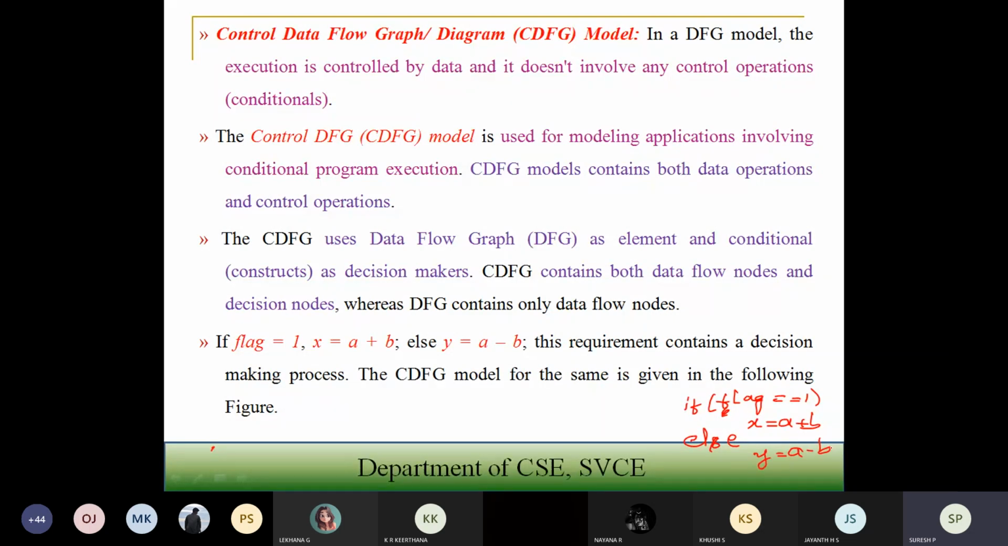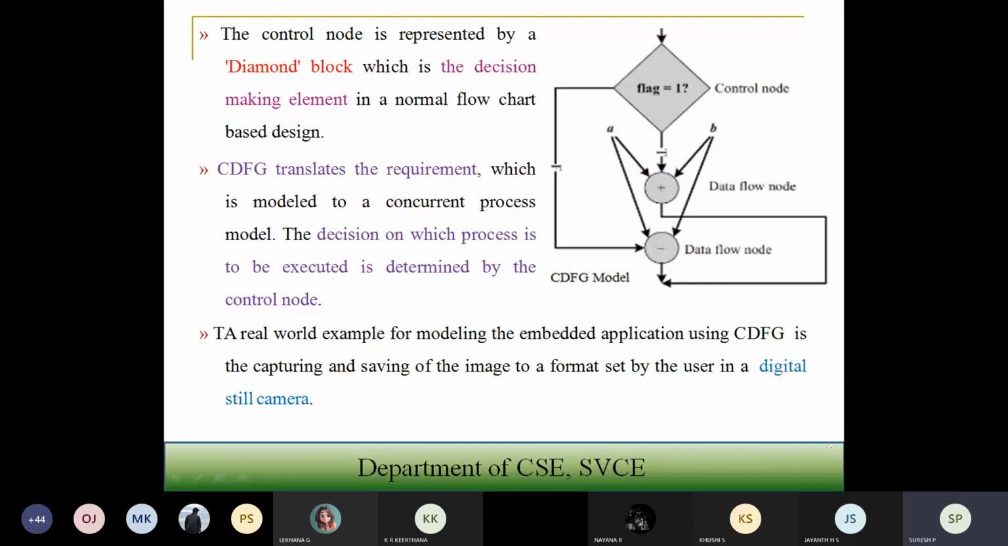Now if you take the control flow graph, the control node is similar to your flow chart. In your flow chart, you use the diamond symbol, and the same symbol is used here. The control node is represented by the diamond block, where it is a decision making element. This is the decision making, because it decides which data node I have to make use of, or which process I have to perform.